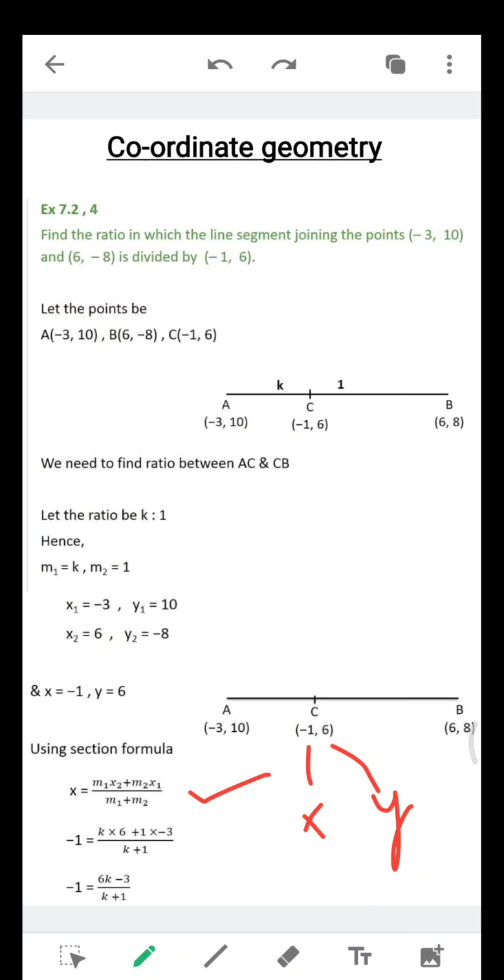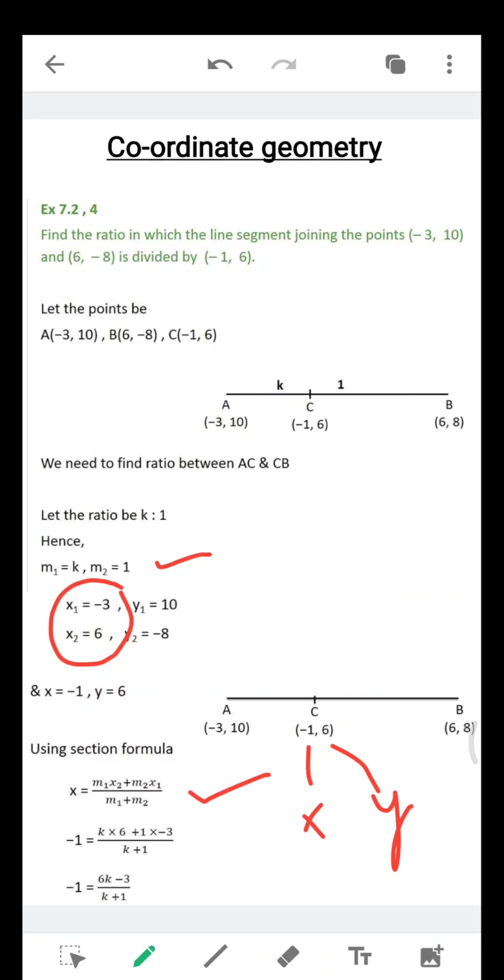Okay. Next. So x comma y is minus 1 comma 6. So x is equal to m1 x2 plus m2 x1 by m1 plus m2. What is your m1 m2? Keep this in mind. And x1 x2, we need these two values.